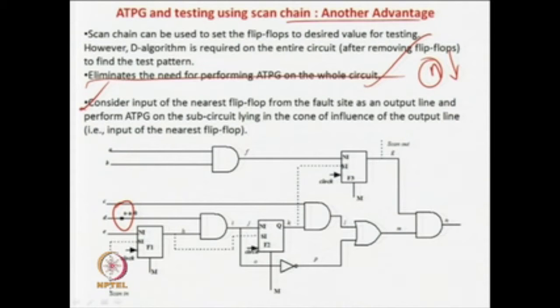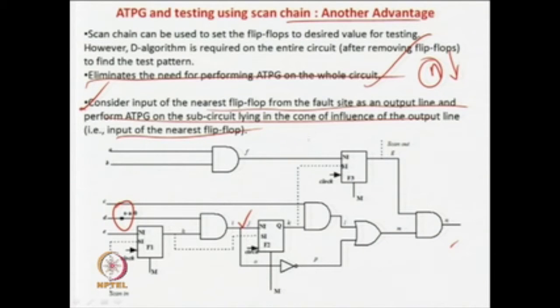We have to consider the input of the nearest flip flop from the fault site as an output line and perform ATPG on the sub circuit lying in the cone of influence of the nearest fault. So, what we have to do basically is find out a flip flop which is nearest to this fault site. In this case, you can think this is my nearest flip flop input, because this output is quite far, and the input of this flip flop does not come under the influence of this fault site.